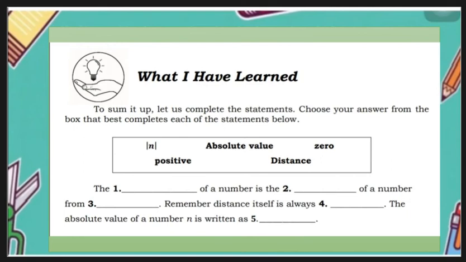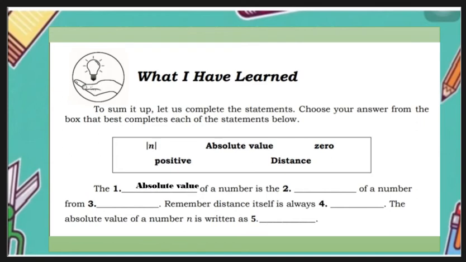Now, what you have learned? Okay, so to sum it up, let us complete these statements. Choose your answer from the box that best completes each of the statements below. So again, you have: the blank of a number is the blank of a number from blank. Remember, distance itself is always blank. So the absolute value of a number n is written as blank. So what would be the answer for number 1?